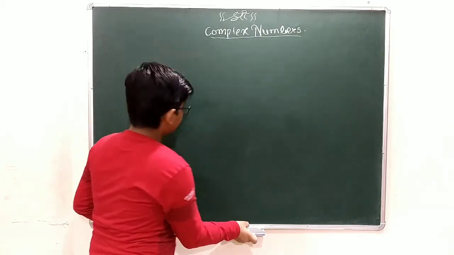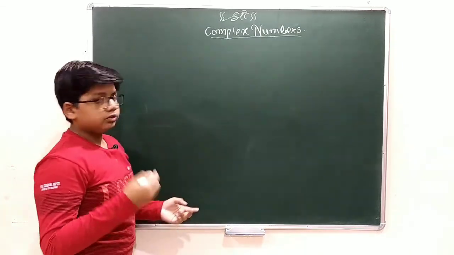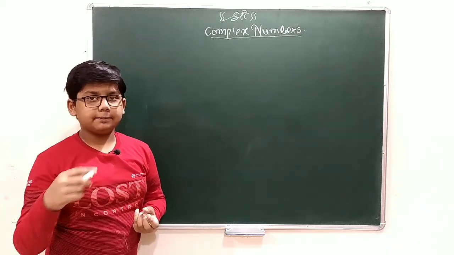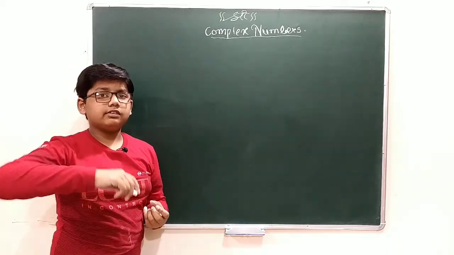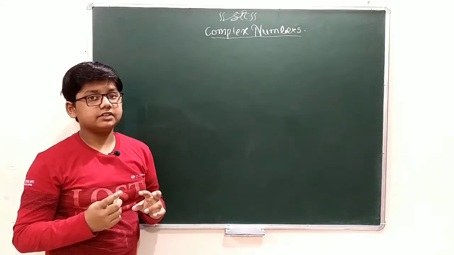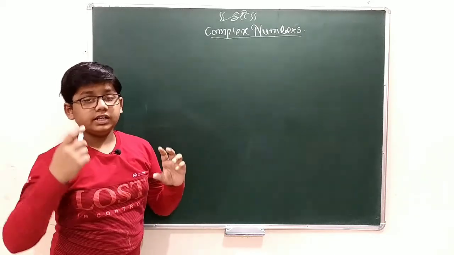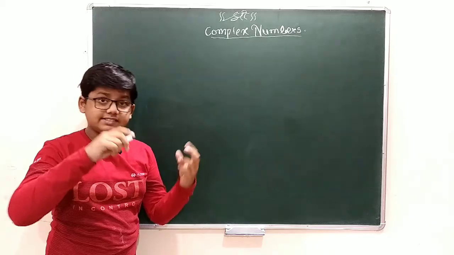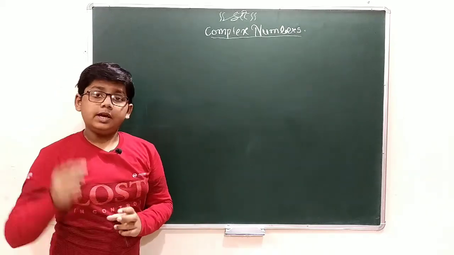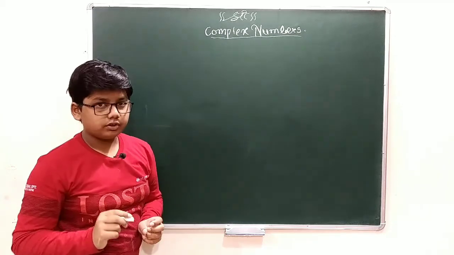We have learned about operations on complex numbers: addition, subtraction, multiplication and division. We have also learned about powers of iota. The powers of a complex number can be easily evaluated using De Moivre's theorem and the polar form, which we will also learn. But first we are going to learn about the square root of a complex number.